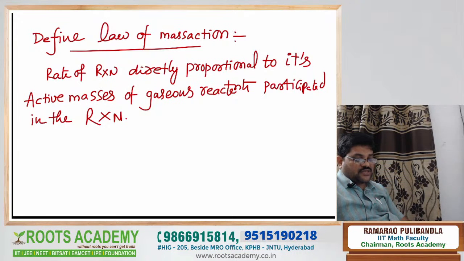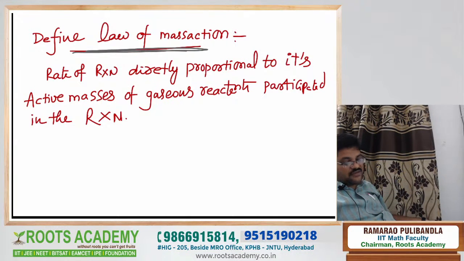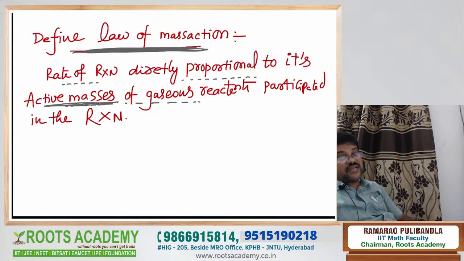But most of the students, if this question is given in the IPE 2 marks question, definitely make mistakes because they have no perfect idea about the law of mass action. The law of mass action comes in the derivation of the equilibrium constant Kc. Rate of the reaction is directly proportional to the active masses of the gaseous reactants participated. What is active mass? Active mass is nothing but the concentration of the gaseous species participated.